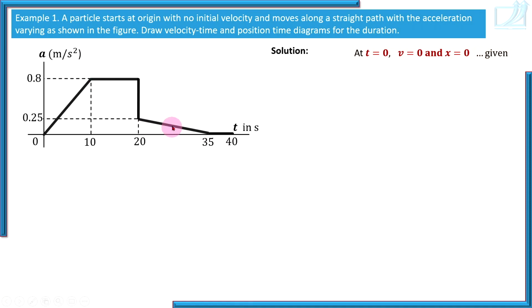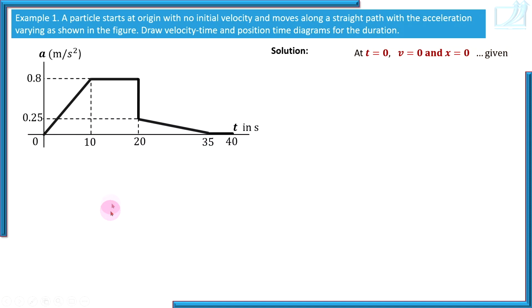So don't get confused. Throughout the motion, watch here, y coordinate, in the sense acceleration, is positive. So up to t equal to 35 seconds, velocity goes on increasing because it is positive acceleration. 35 to 40 seconds, velocity remains constant. Nowhere velocity reduces. So it is not decelerated motion at all.